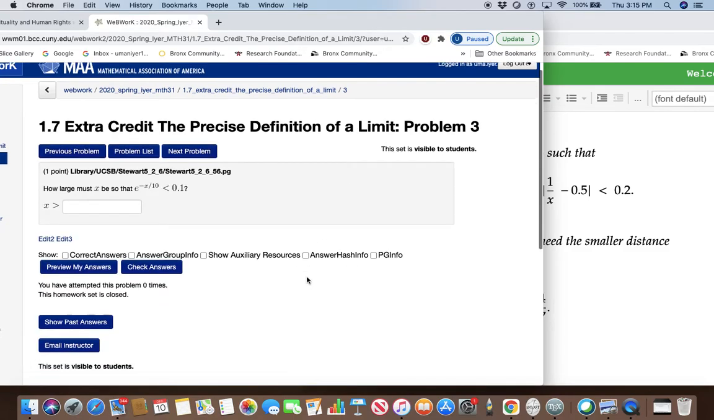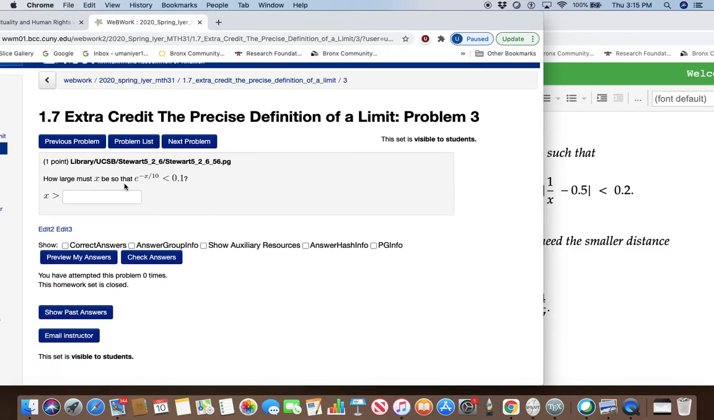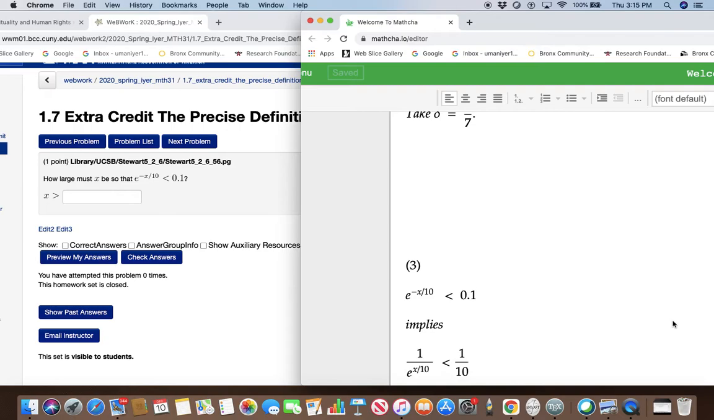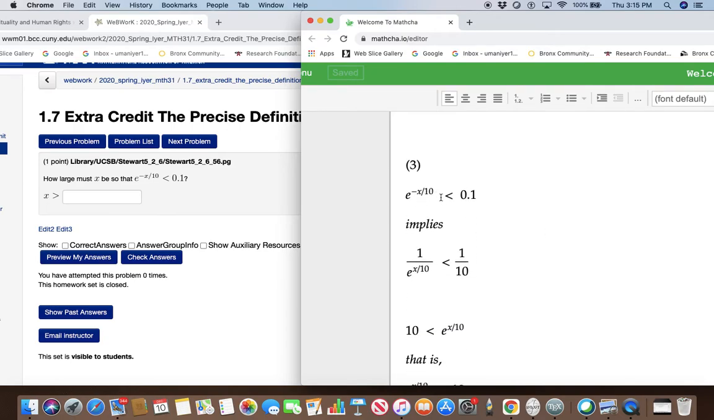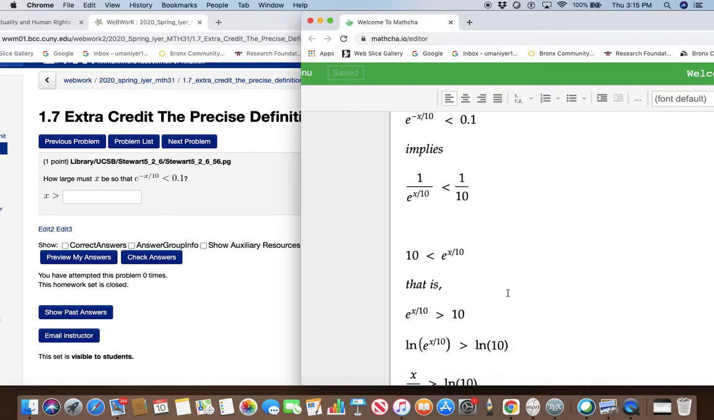Next. How large must x be so that e to the negative x by 10 is less than 0.1? Okay. e to the negative x by 10 is less than 0.1. What does that mean? This is a negative exponent. So it's the same as saying 1 by e to the positive x by 10 is less than 0.1, which is nothing but 1 by 10. Well, when you flip fractions, the inequality changes.